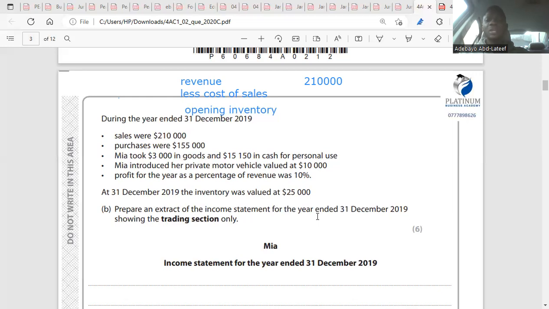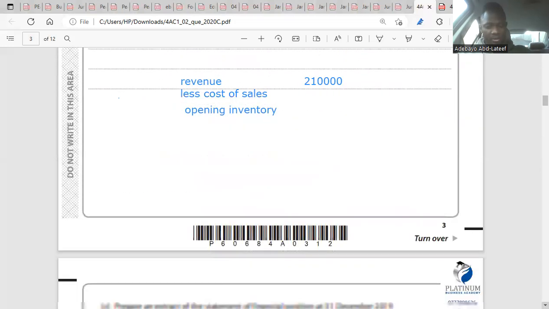63,000. So that is your gross profit. The formula for gross profit is sales or revenue minus cost of sales. That's the formula for gross profit. That's what you get when you are preparing your income statement. Is it clear? All right.